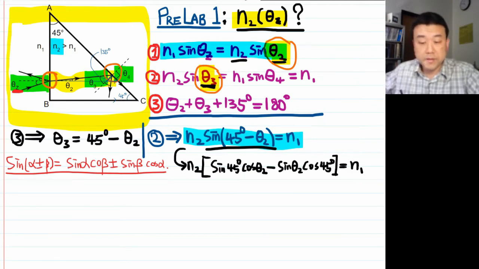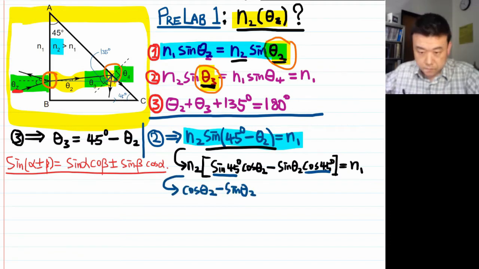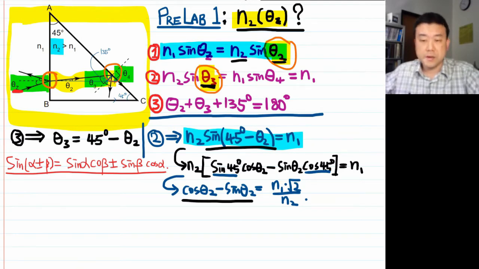We can use the fact that sine of 45 degrees and cosine of 45 degrees are both 1 over square root of 2 to simplify this a little bit. Let me write down the simplified version. Alright, here's a little bit of difficulty. I still have two equations, two unknowns, n2 and theta 2. But I have two different expressions involving theta 2. So there's a sine of theta 2 and cosine of theta 2.